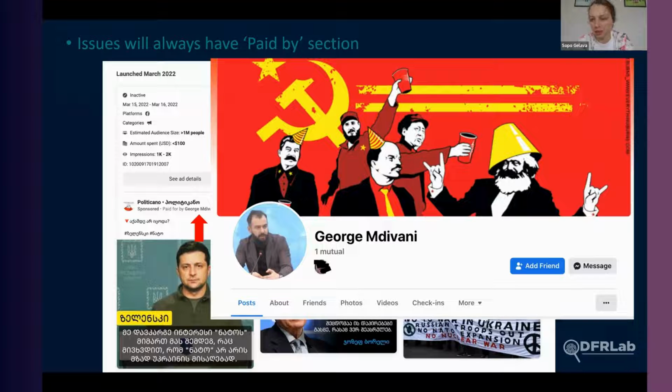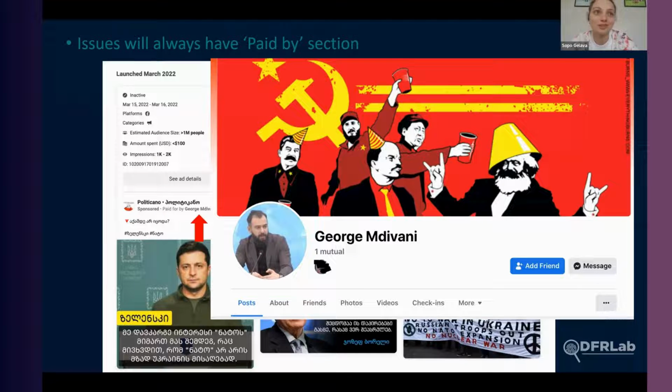And it's a bit of an old example because now it's known to everyone, at least to disinformation researchers, that this Georgi Mdivani guy was behind the Politicano page. So this is one of the examples of how to investigate who might be behind the page.